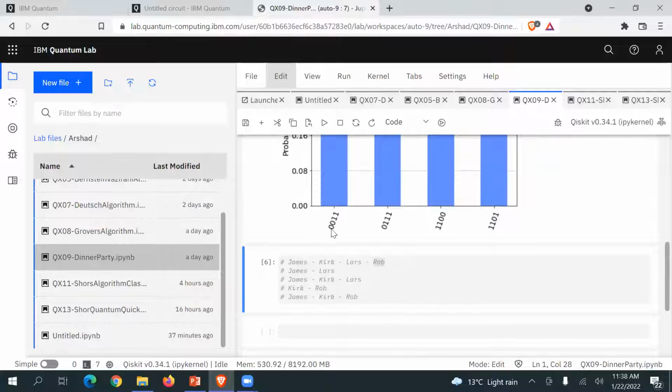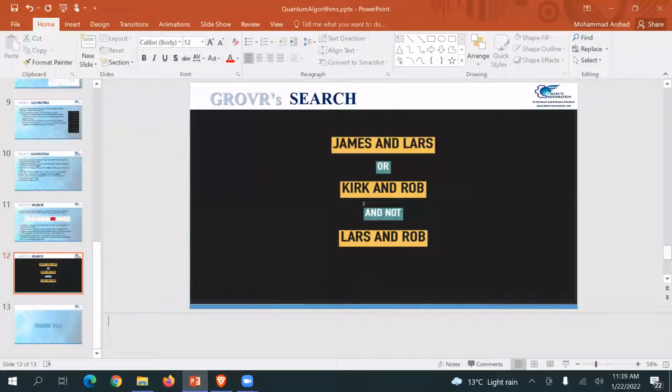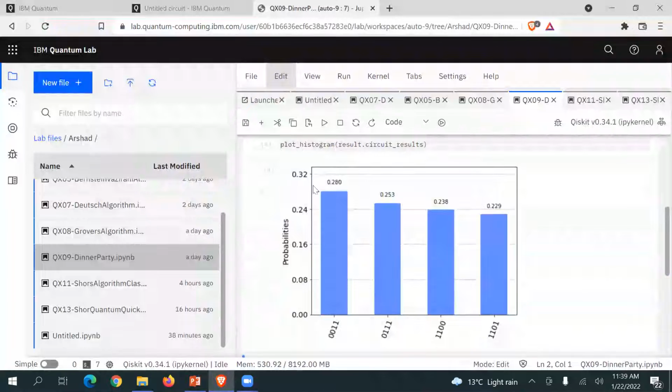So you see, first is 0, 0, 1, 1. It invites only James and Lars. Second combination would be 0, 1, 1, 1, so James, Kirk, and Lars would come. Third combination 1, 1, 0, 0, that is Kirk and Rob only will come, and fourth 1, 1, 0, 1, so James, Kirk, and Rob. So these are the 4 ways we can invite people which would satisfy this constraint for us. These are the 4 probabilities it identifies for us.